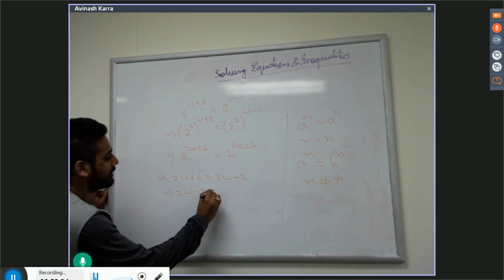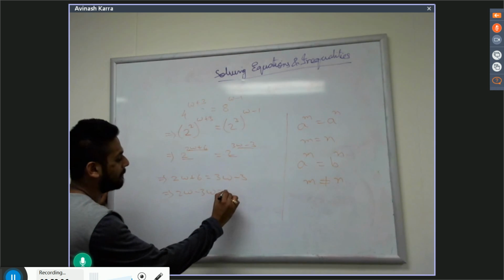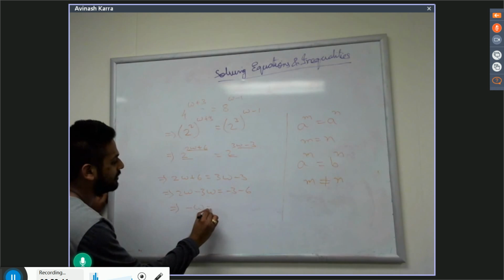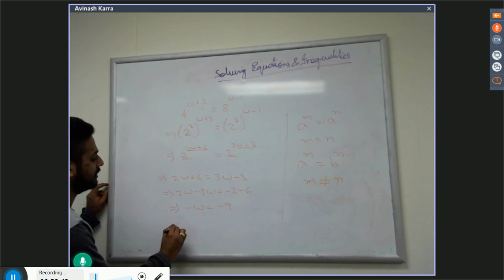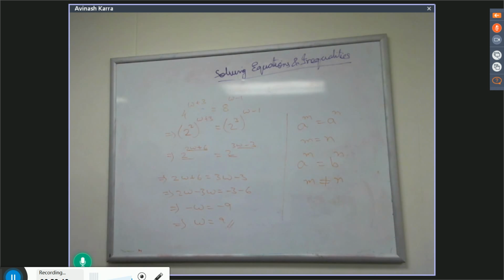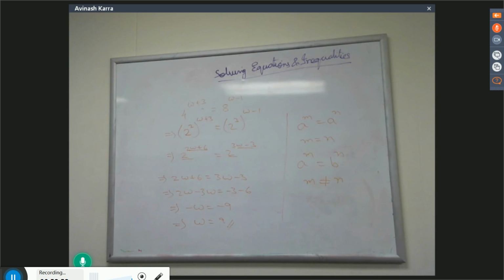So minus 3w is equal to minus 3 minus 6. So minus w is equal to minus 9. So w is equal to 9. Clear? Yeah, it is. Thank you. You're welcome.